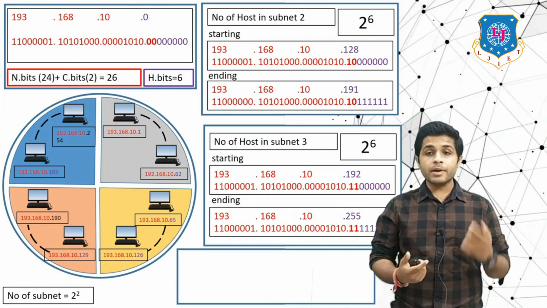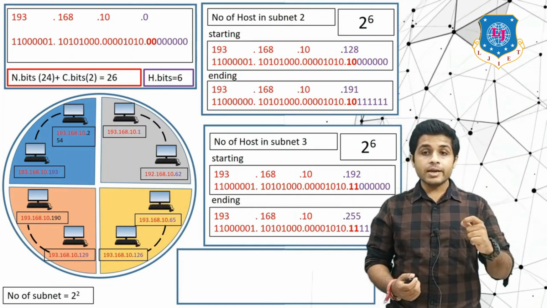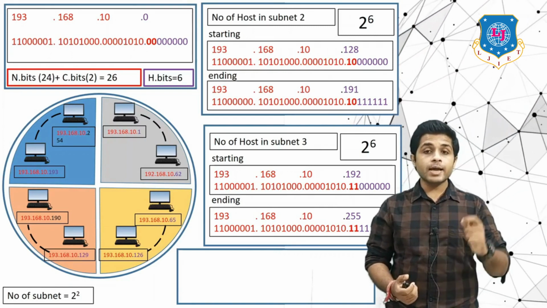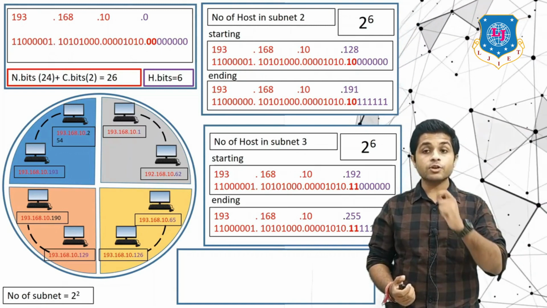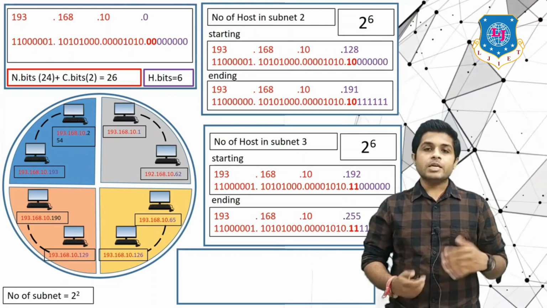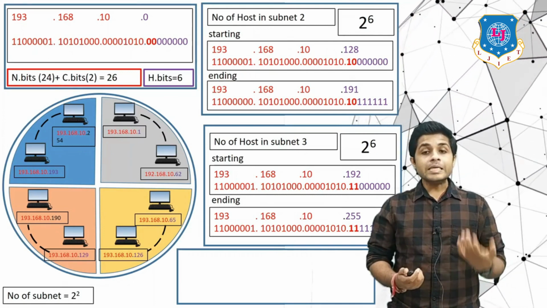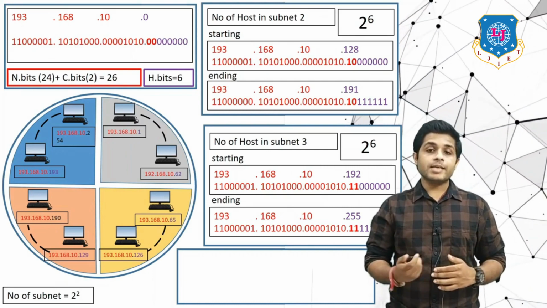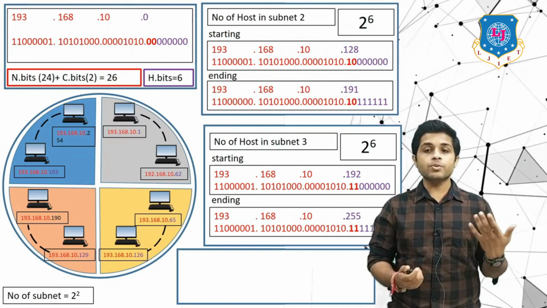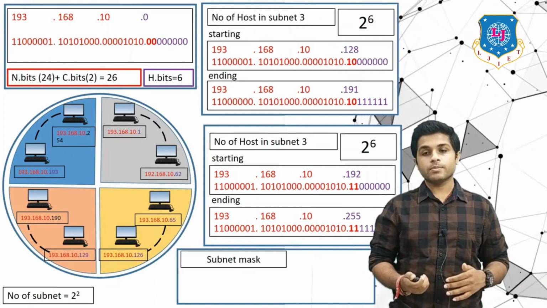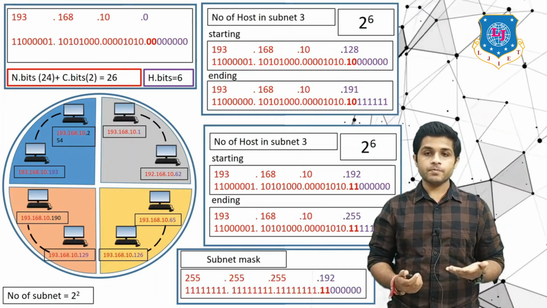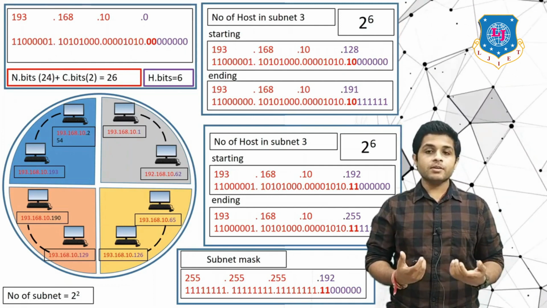If you further increment 1 to the broadcast address in the subnet 3, which is 193.168.10.255, you will get 193.168.11.0. So the value of the network is changed. Are you getting it? Now I want to find the subnet mask for this example. To find the subnet mask, we will set all the network bits to 1 and host bits to 0, and you will get 255.255.255.192. So this is how subnetting is done.